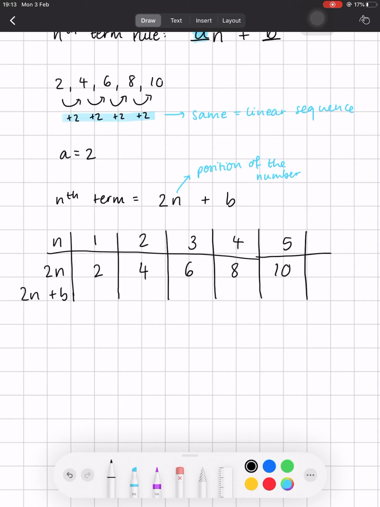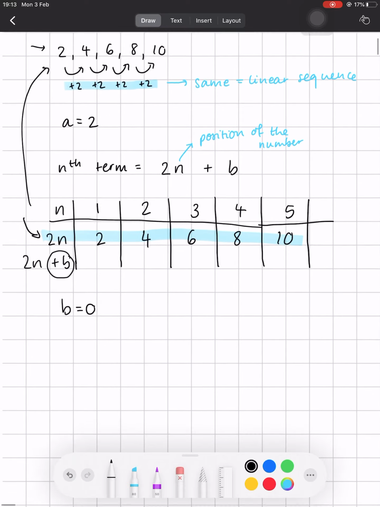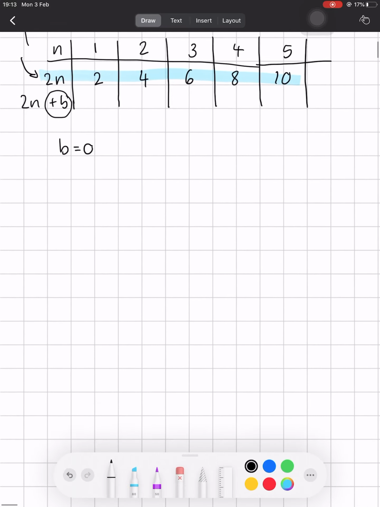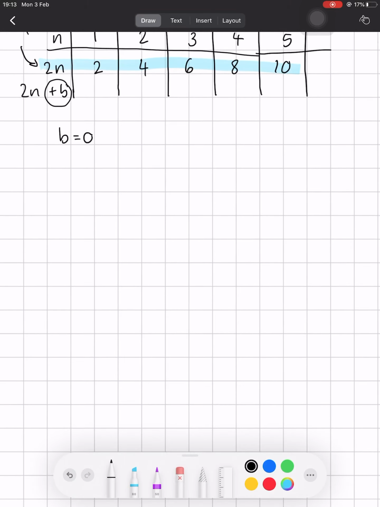And what we have here, at the top, we have 2, 4, 6, 8, 10. Now we have to compare that with what we have here. Is that any different to what we have at the top? No. So if it's not different, then that means our b here is going to be 0, because we're not adding anything to this 2n to give the same as what we have up here. So let me give you an example where you might have something plus b.